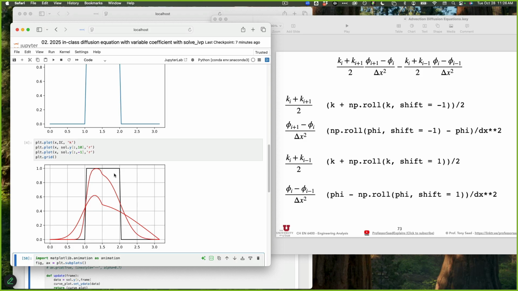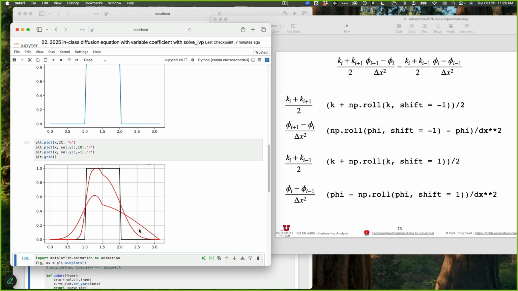So notice what's happening. After some time, after 10 time steps, it's diffusing faster on the right side of the domain. But look at 1.5, this is where there's this step change in k. See how the diffusion is changing as you move from the region of 1.5 to the region above 1.5.